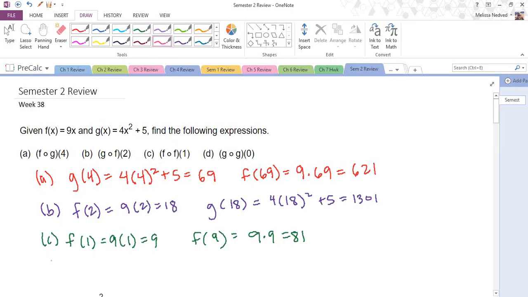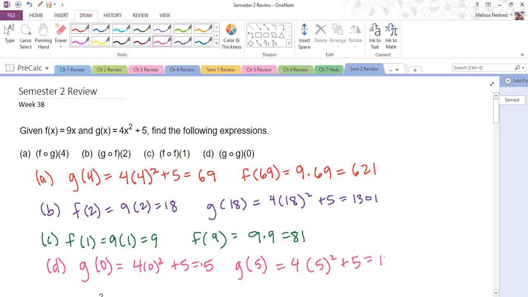And lastly, very similar, just using g of g of 0. So start with g of 0, 4 times 0 squared plus 5. Anything times 0 is 0, but we have plus 5, so we do get 5 as my output. And then finish it with g of 5. 4 times 5 squared plus 5. And that gives us 105.